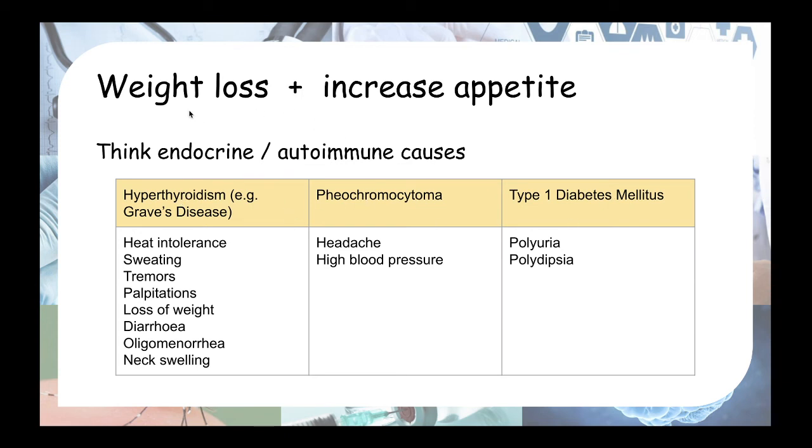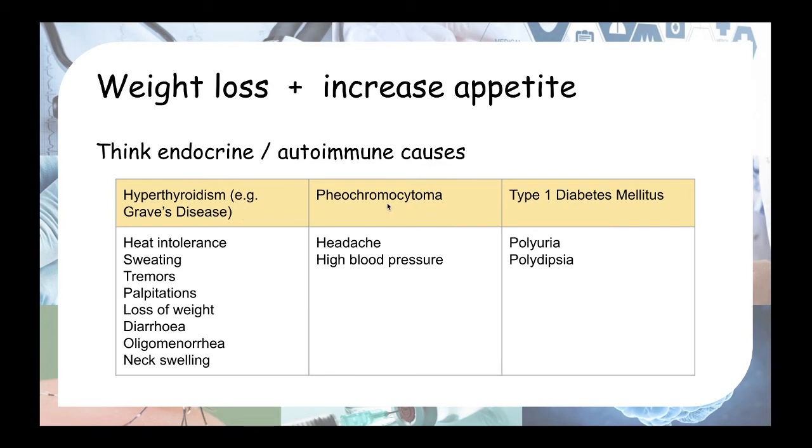So when there's weight loss and increased appetite, there are three conditions. You have to think in the line of what else might be causing this diarrhea, this weight loss plus increased appetite. What else can cause this other than GI? Then you have to think about endocrine and autoimmune causes. And the three differentials that you need to think about is hyperthyroidism, for example, Graves' disease.